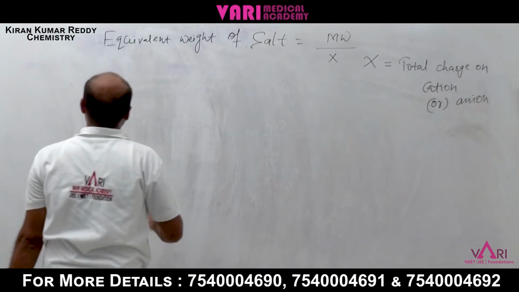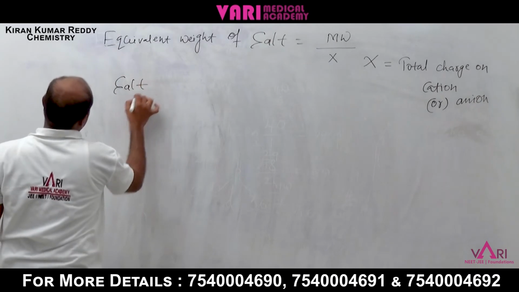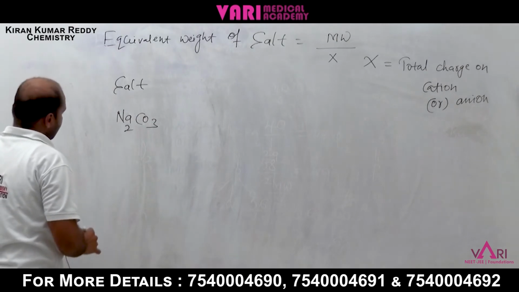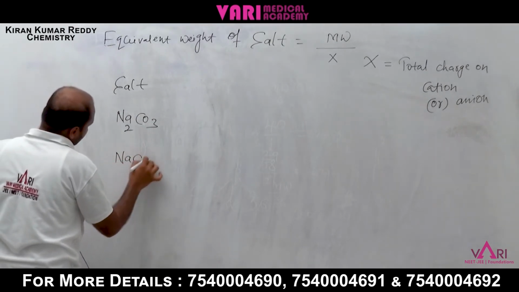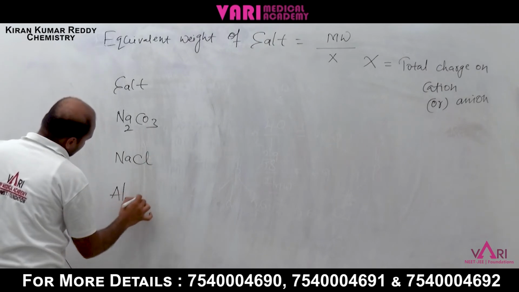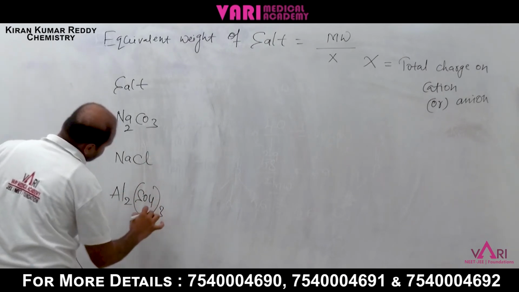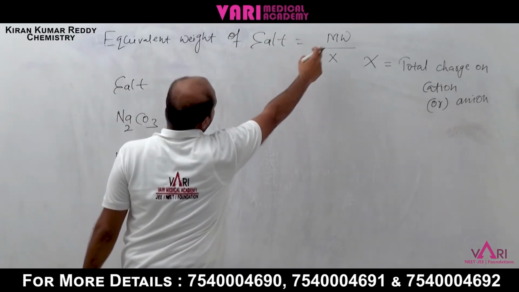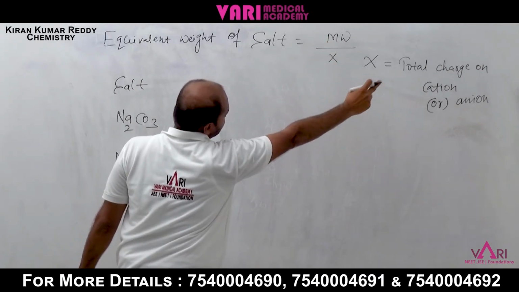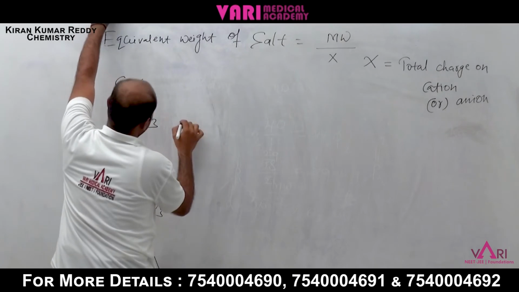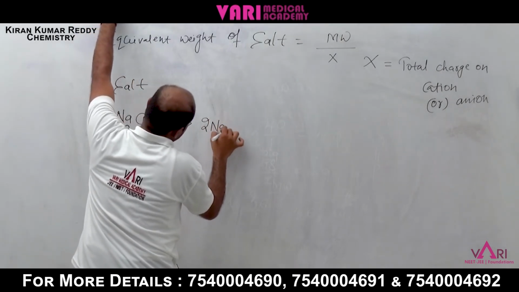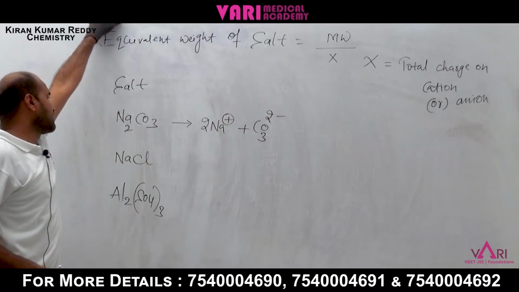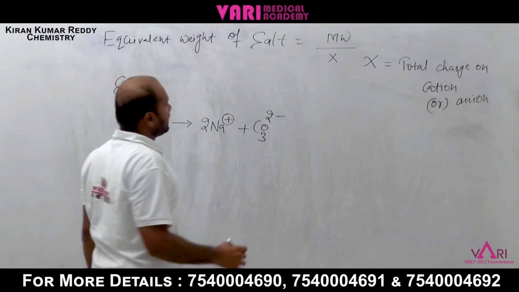We can take example salts: Na2CO3, sodium carbonate, and NaCl, sodium chloride. Next one, Al2(SO4)3. In these salts, what is the formula? Equivalent weight of salt is molecular weight by X, where X means total charge on the cation. If you take this one, 2Na plus, CO3 2 minus. What is the charge on the cation? 2. Now write the molecular weight.